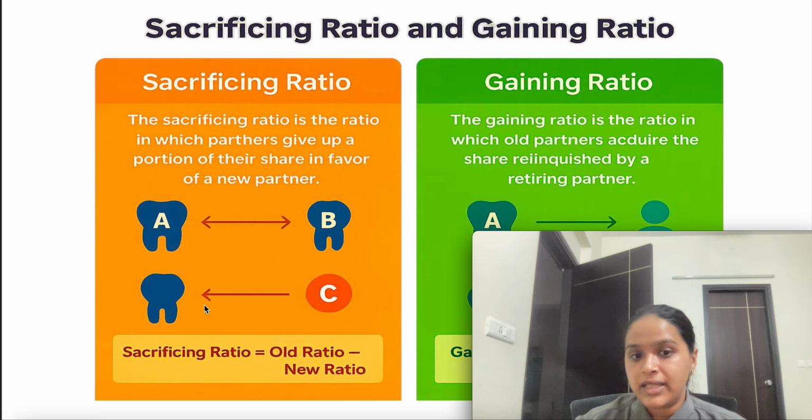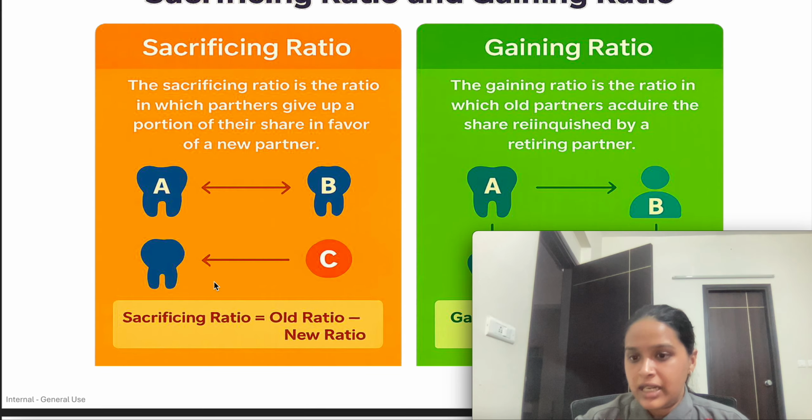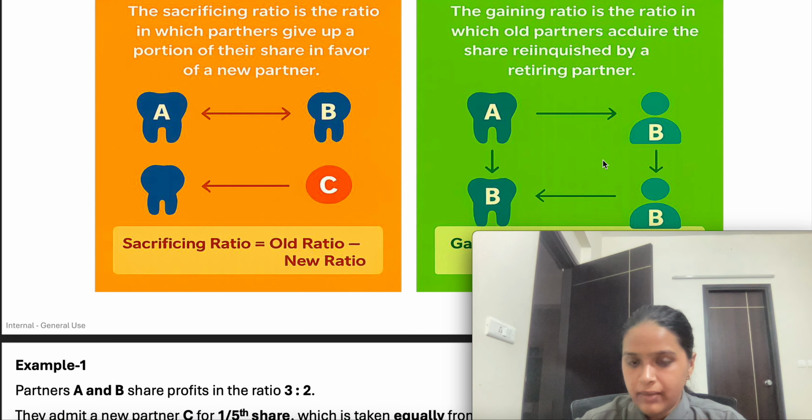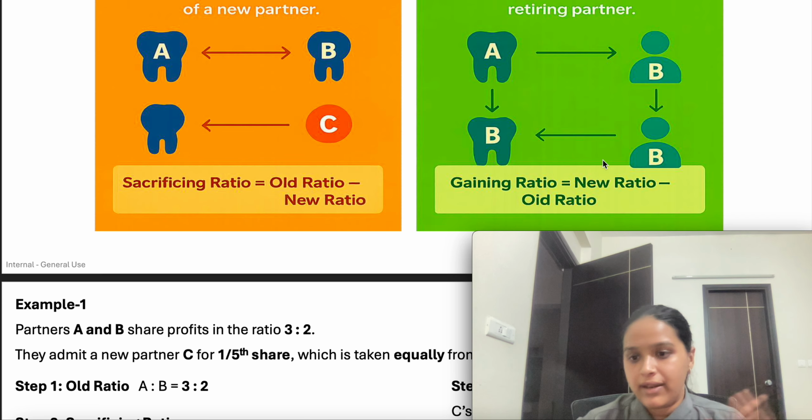So how do we calculate that sacrificing ratio? It is old ratio minus new ratio, because the old ratio of the existing partner will always be more, and the new ratio of the existing partner will always be less, right? And what is gaining ratio? In the case of retirement or death of a partner, whatever share they have will be added back to the remaining partners. So it is a gain for them, because their share will increase. It is the ratio in which old partners acquire the share relinquished by the retiring partner. So how do we calculate it? New ratio minus old ratio.